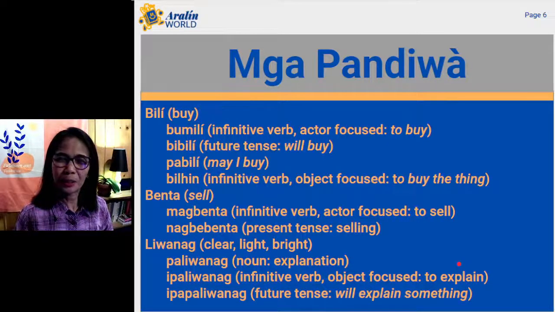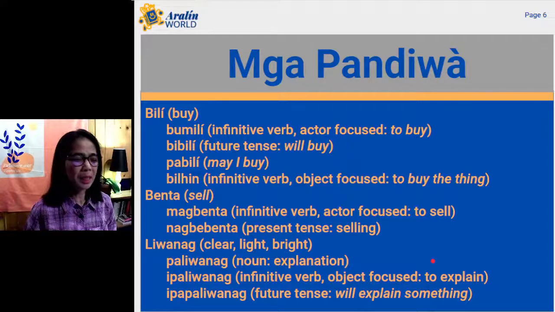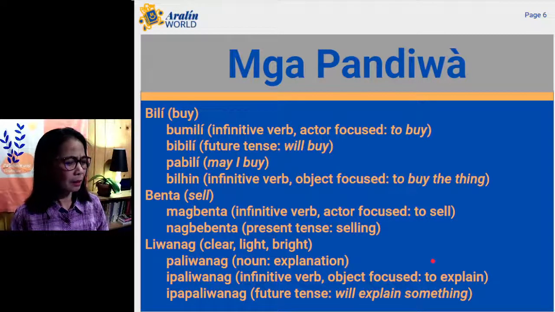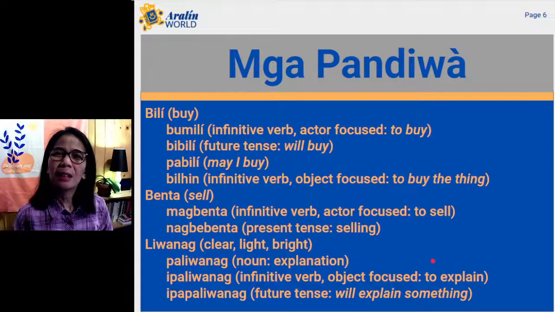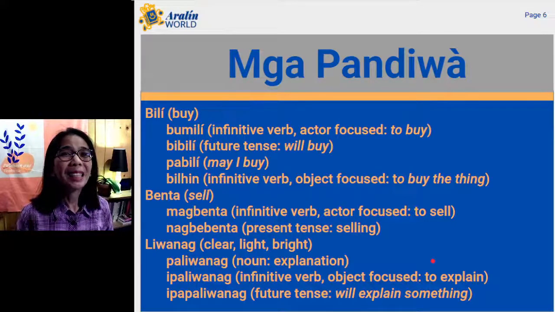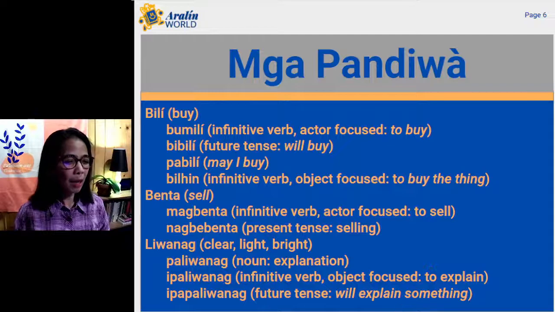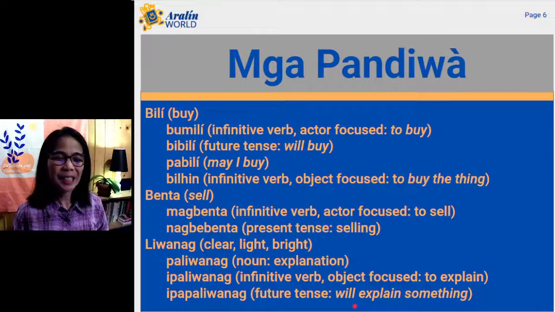Yes, another word. We have ipapaliwanag. If you are familiar with verbs in Tagalog, with regards to future tense, most of the time, you are going to repeat the first syllable of the root word. Ipapaliwanag. It means will explain.